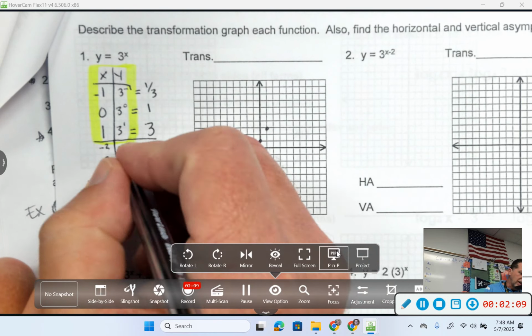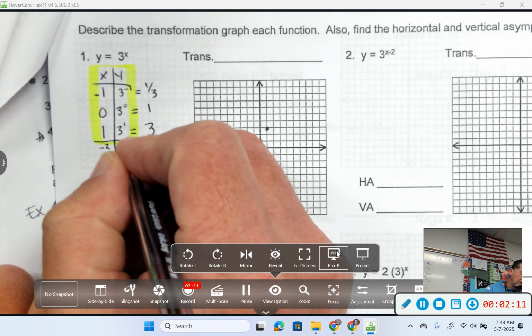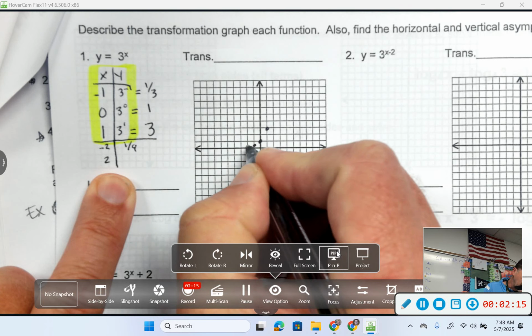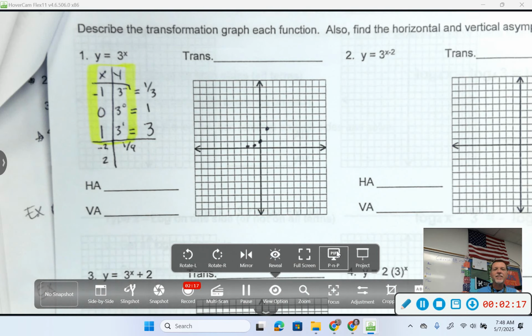What's 3 to the -2? 1/9. So how exactly do you graph 1/9 without bumping into the x-axis there? I don't know. Speaking of gets really close, that sounds like an asymptote.